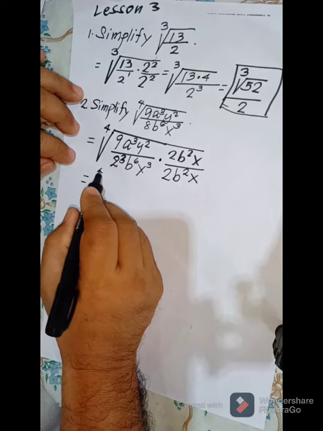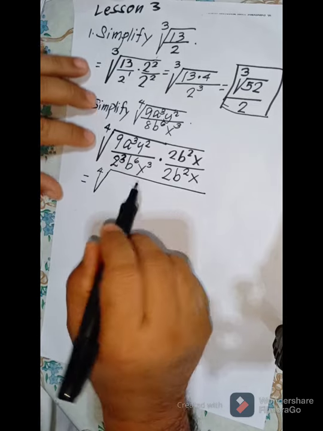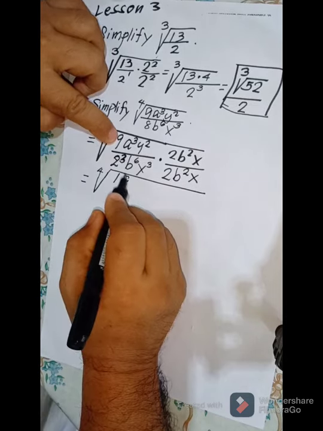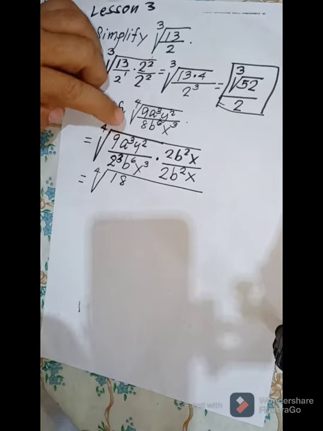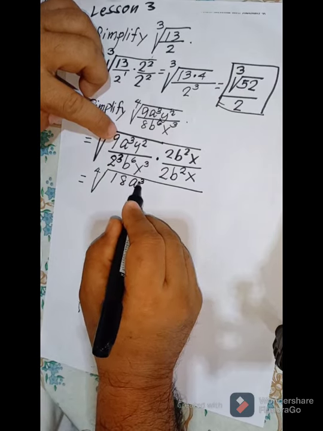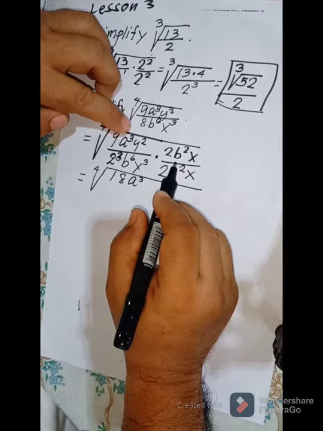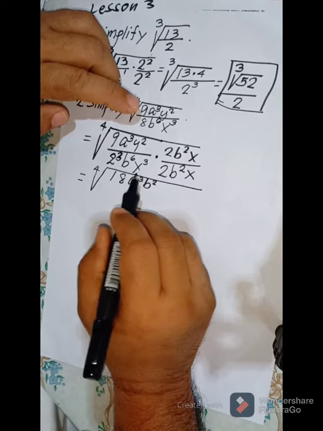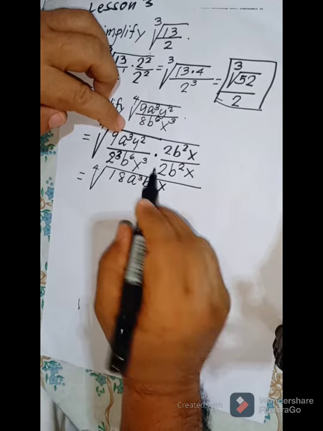Now the fourth root of, multiply the numerators. 9 times 2 is 18. a cubed, copied, then b squared, copied, x, copied, y squared.